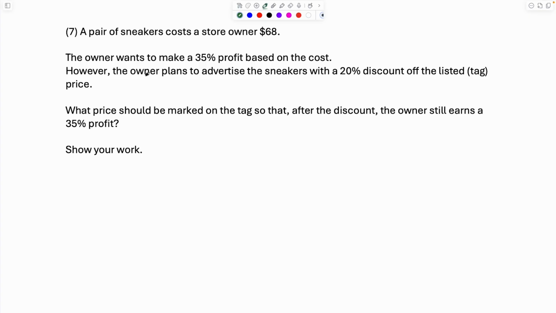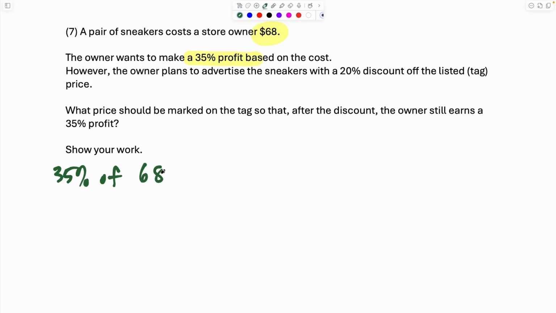So for this one, let's break this down piece by piece. So first, we know here that the owner is buying the sneakers for $68 and they want to make a 35% profit. Okay, so these two pieces of information together are where we're going to get started. So they bought the shoes for $68 and they want to make a 35% profit, which means they want to make 35% more than 68. So first, what we could do is we could find 35% of 68.